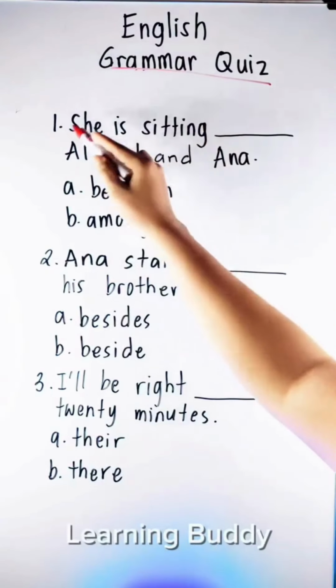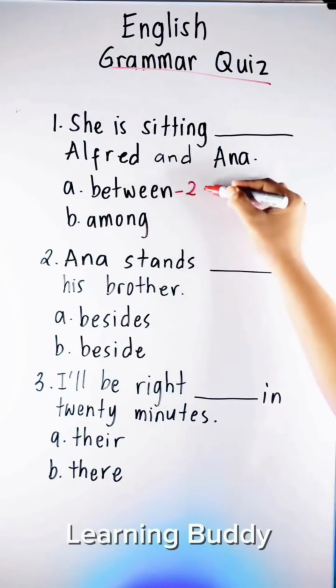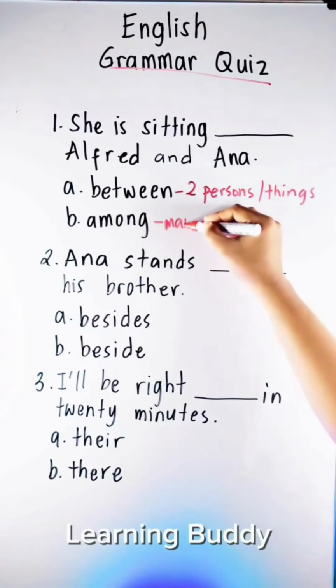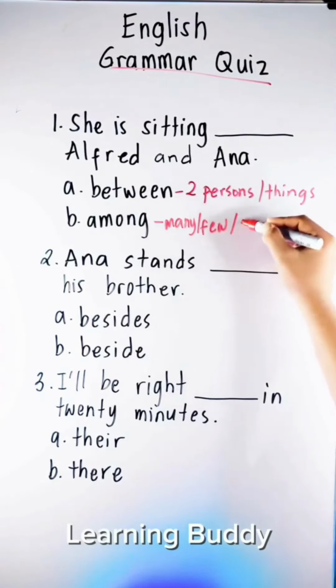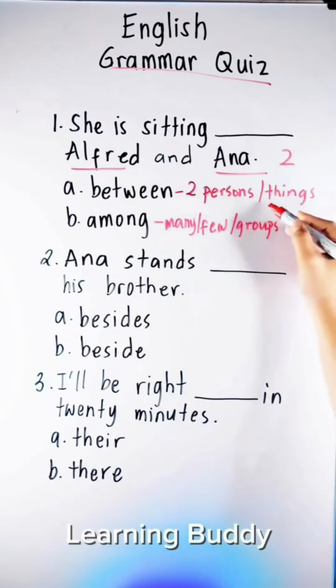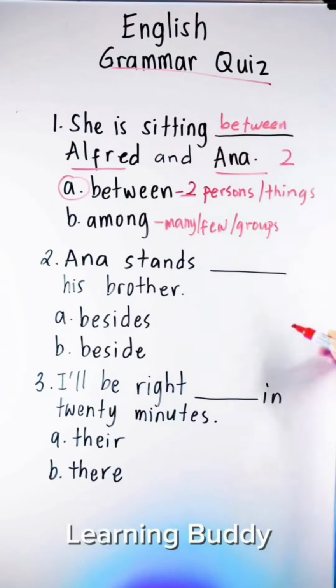These commonly confused English words. English grammar quiz number 1. She is sitting blank Alfred and Anna. Remember that we use the preposition between if something is in the middle of two persons or things. Meanwhile, we use among if something is in many, few, or in groups. She is sitting between Alfred and Anna.